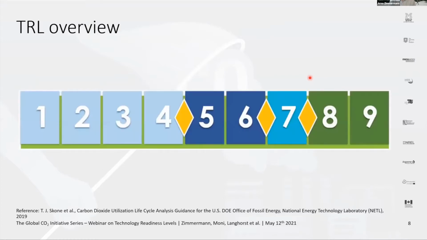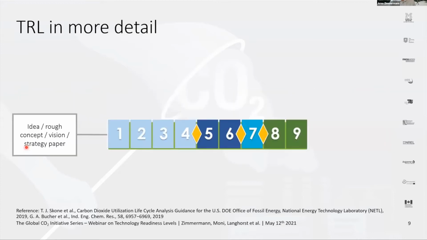Now, I took the freedom here to copy the TRL scheme of DOE, especially the National Energy Technology Laboratory of our esteemed colleague Tim Scone, who presented yesterday, and his team. And basically, we see technology readiness level TRL in 9 levels. So it stretches from 1 to 9. And now let me go through each of these levels.